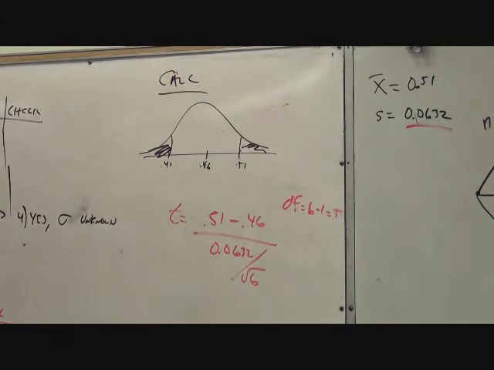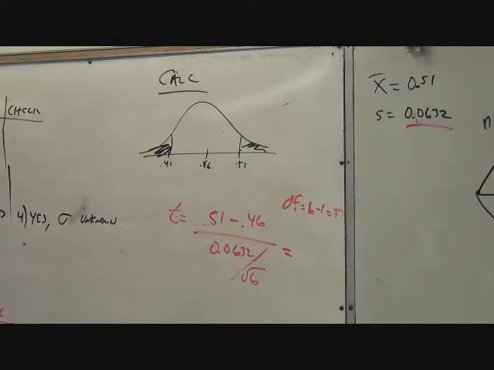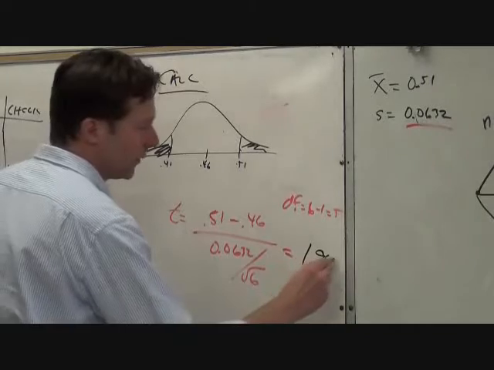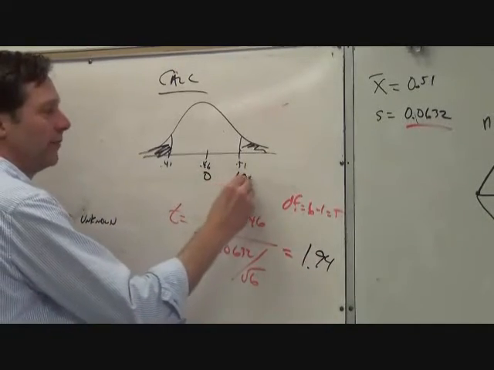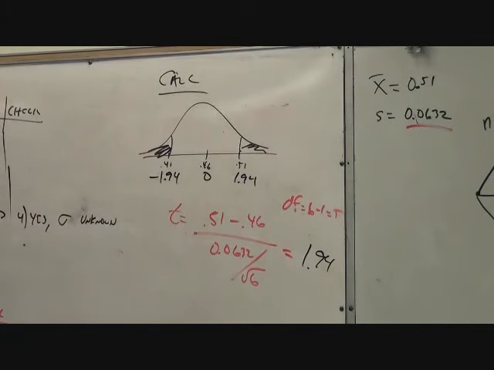All right, somebody throw that in your calculator real quick. Tell me what that comes out to. 1.94. Okay. So we put that on our picture. 1.94. This would be negative 1.94. Now our job is to find this p-value. All right, let's go to our charts.